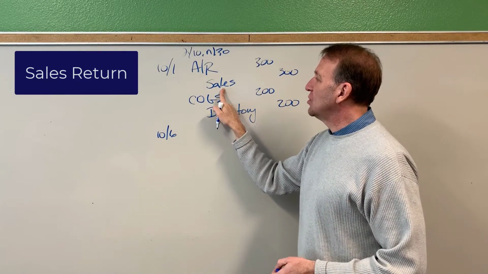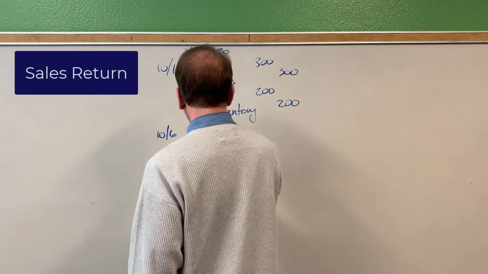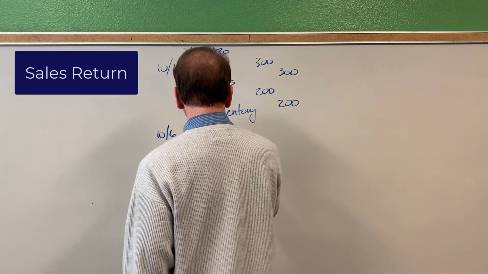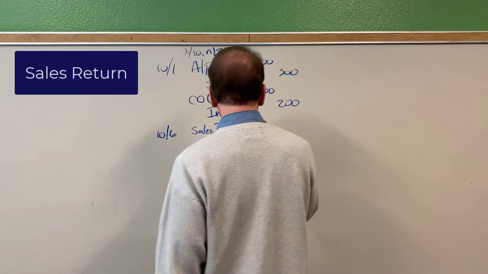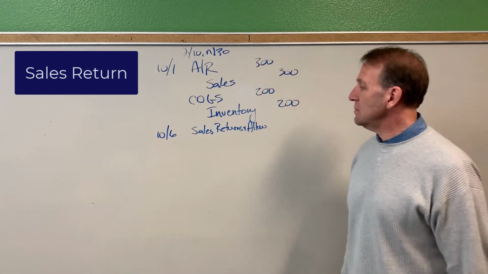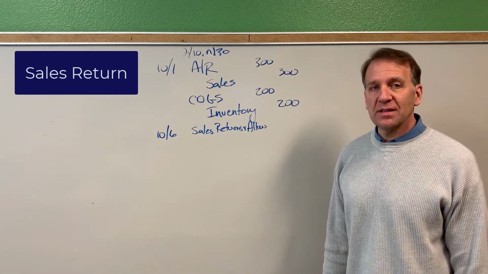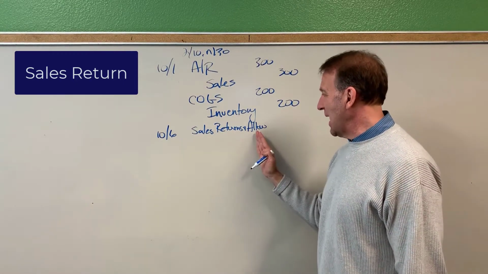We're not going to debit sales. Instead, we're going to debit an account called sales returns and allowances. That's a new account, so this includes both the returns and the allowances.